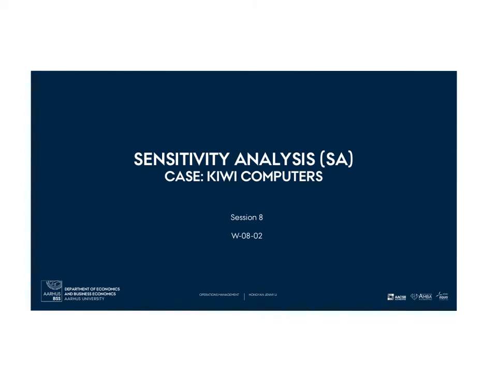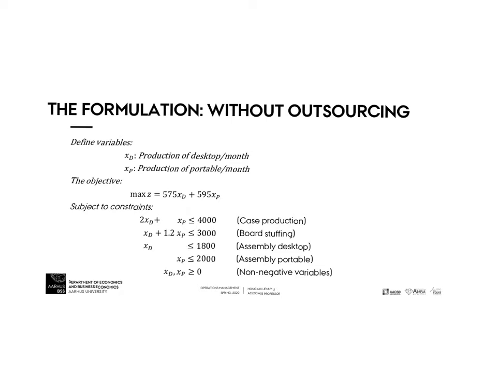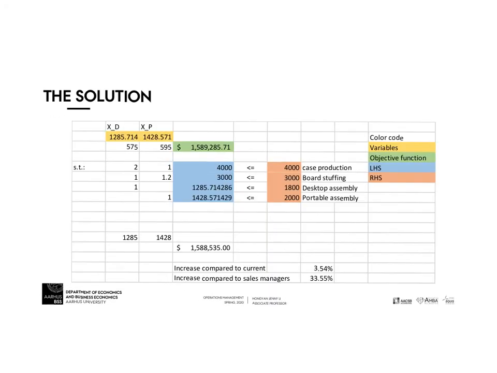In this session, we talk about the second part of the case, Kiwi Computers. This is the formulation from question 3, if you still remember. These are the solutions from the model without outsourcing. You can see if we choose to round down, this is the optimal solution.